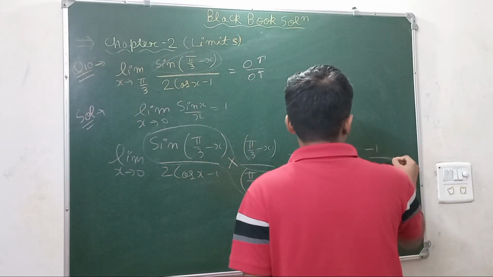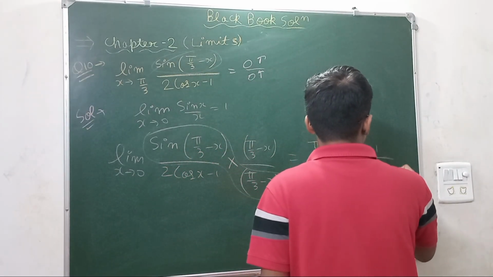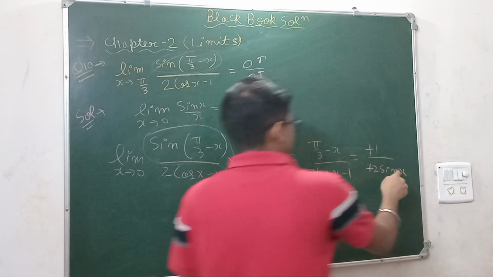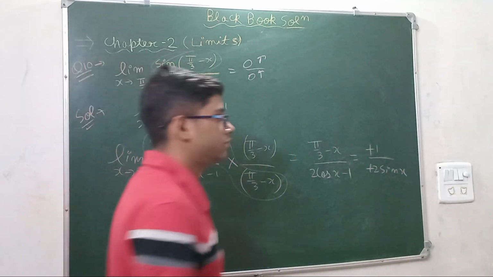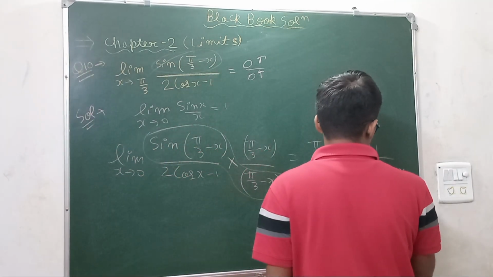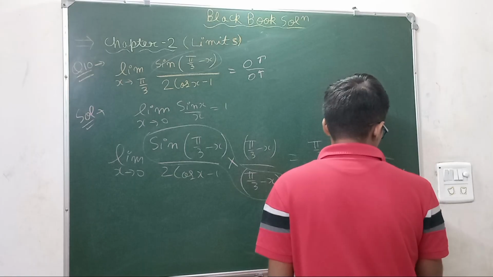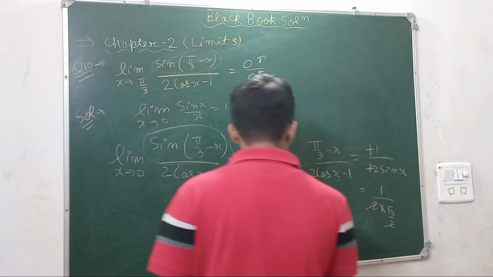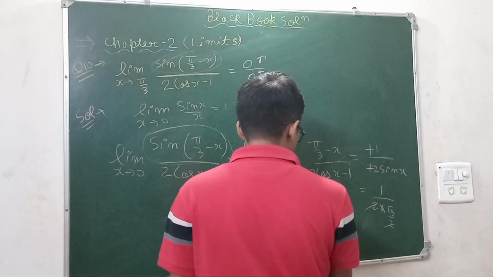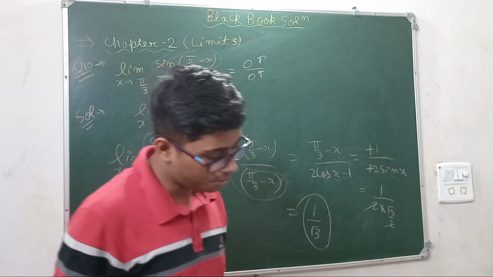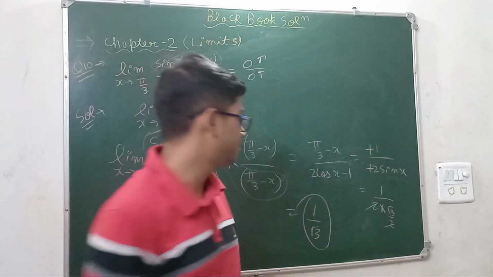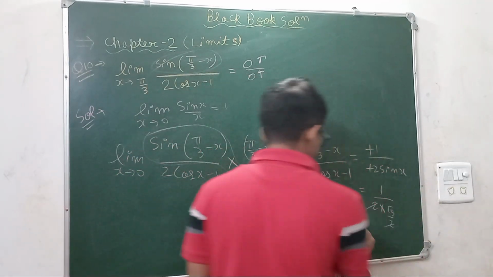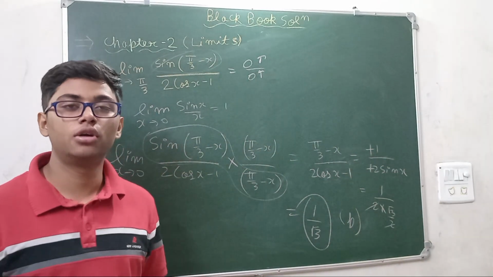So minus 1 upon minus 2 sin x. This cancels, and substituting x equal to pi by 3, sin pi by 3 is root 3 by 2, so we get 1 upon 2 into root 3 by 2, which becomes 1 by root 3. That is the answer for this question, option number B. Okay, easy question. Moving on to question number 11.